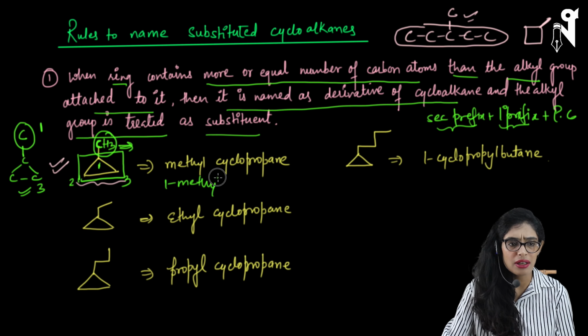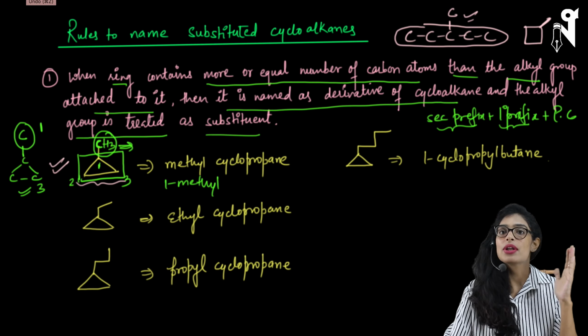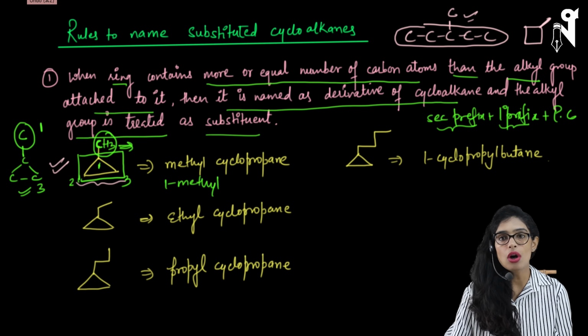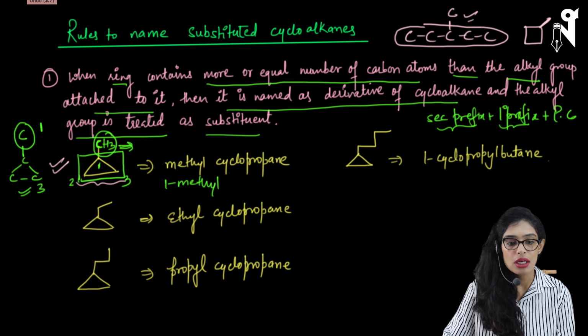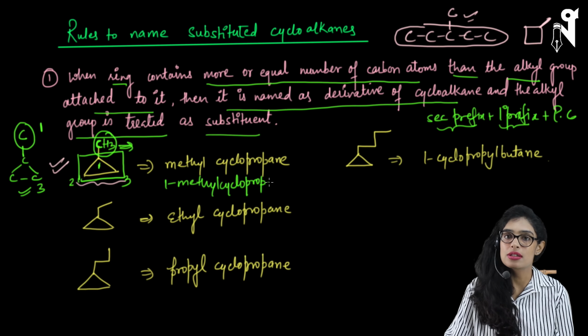I have written space. This is my mistake. I just wanted to be a little more neater. But when you will write it in the actual exam, you will not leave any space between the names. So it is 1-methyl cyclopropane. That's how exactly you will be writing without any space.